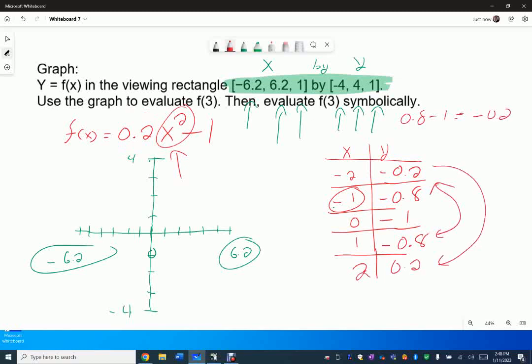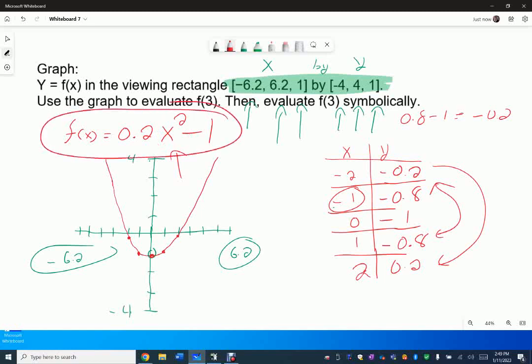So I'll plot those values. Negative 2 and negative 0.2 is about here. Negative 1 and negative 0.8 is about here. 0, negative 1; 1, negative 0.8; 2, negative 0.2, and this is what my graph seems to be looking like. Now, if I pull out my graphing calculator, I would expect the graph to look pretty much exactly like that with the same information, but it'll be a lot faster and easier with the graphing calculator.